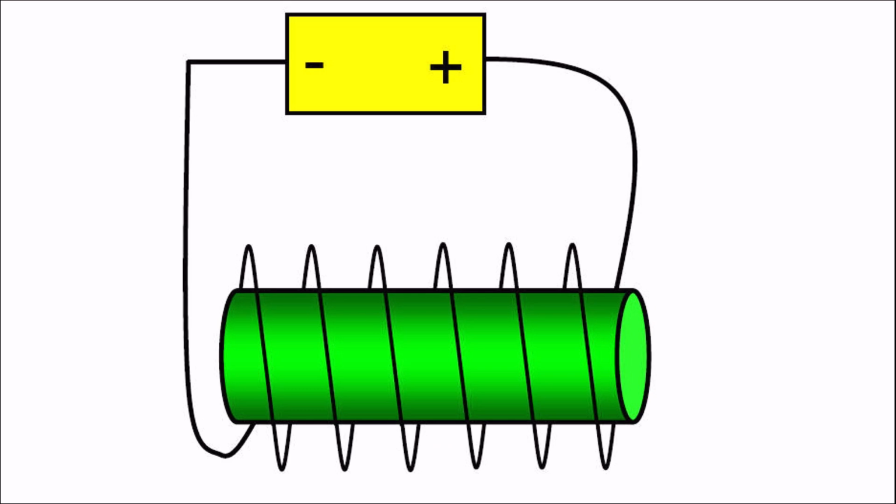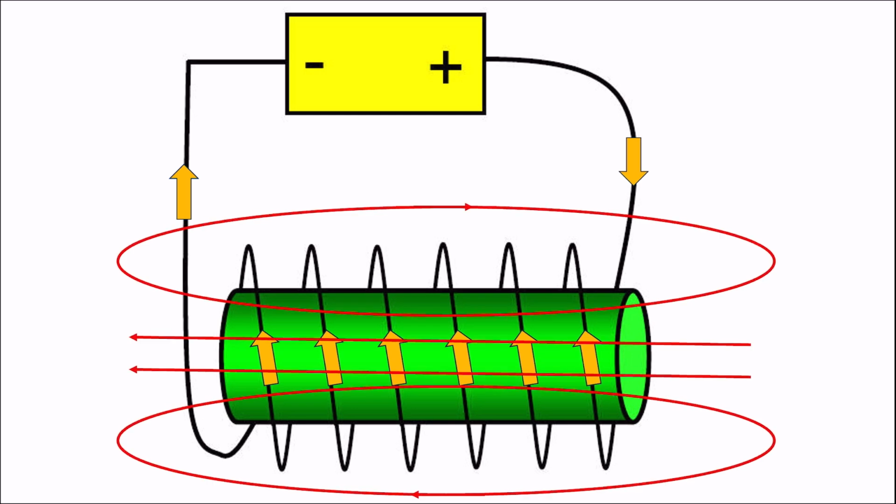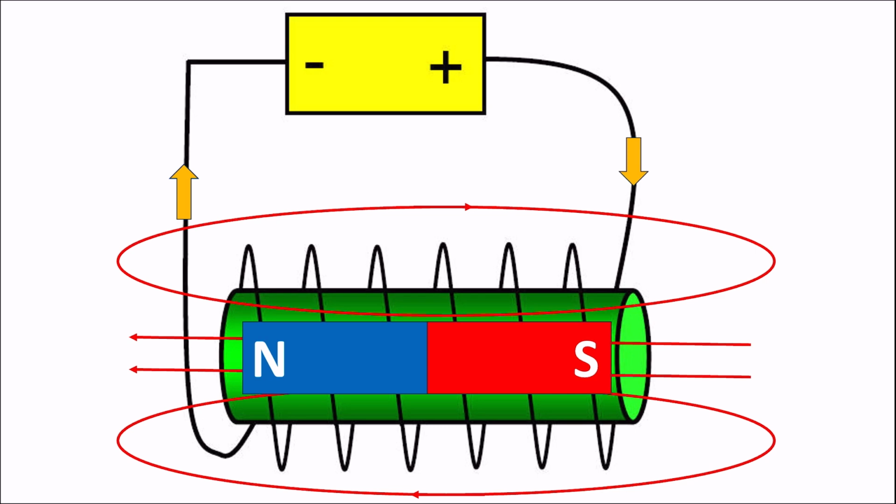Here's a solenoid connected to a battery. The battery is going to send current this way through the solenoid, and that's going to create a magnetic field that looks like that inside the solenoid. Inside the solenoid you get a strong concentrated field, and then outside the field is much weaker. This acts a bit like a bar magnet, where you have magnetic field going into one pole or one side of the solenoid and coming out of the other side of the solenoid.